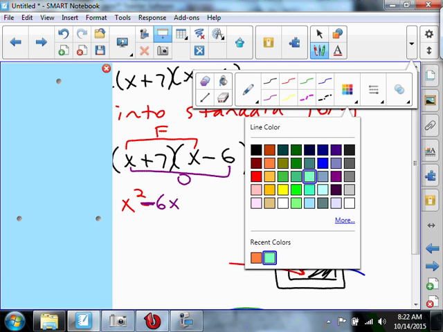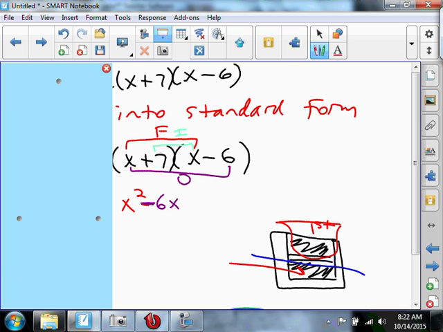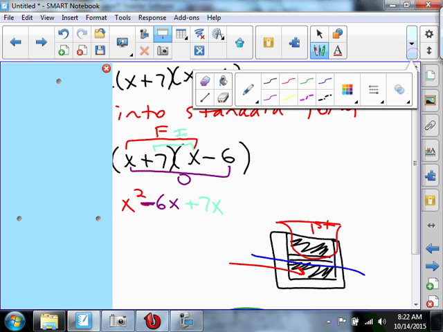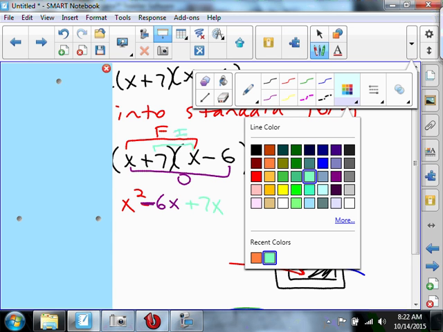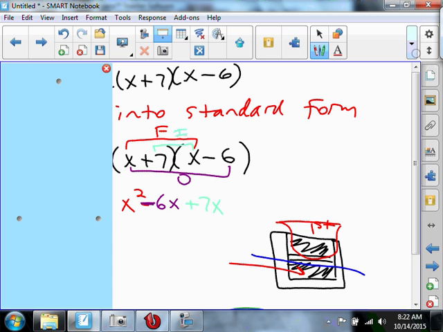I'm going to use mint green. The I part of FOIL means you take the inner terms, the terms that are toward the middle, and you multiply them. 7 times x, 7x. And then finally the L. Take this 7 and this negative 6, and you multiply the last terms. The product of 7 and negative 6 is 7 times negative 6, isn't that negative 42? Negative 42. How's everybody doing so far?